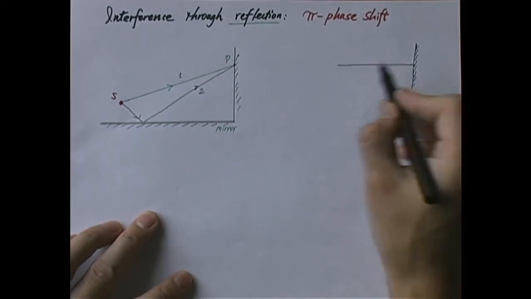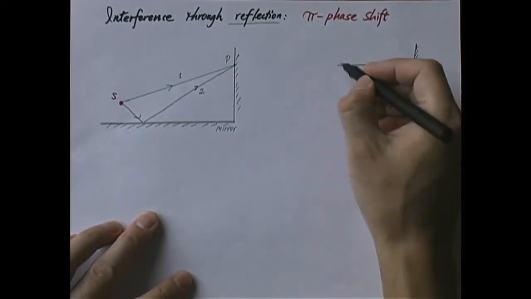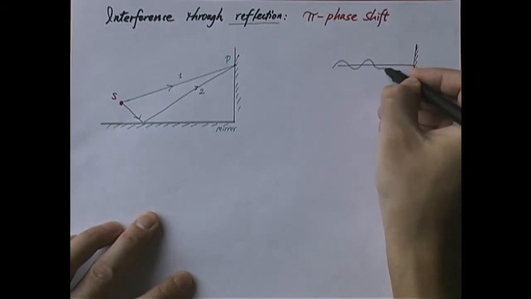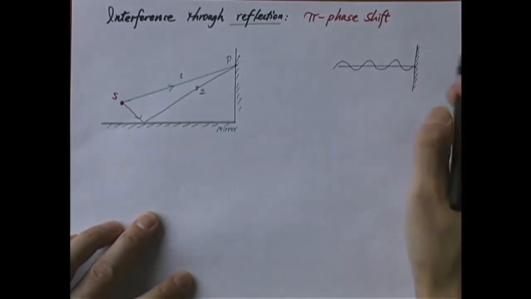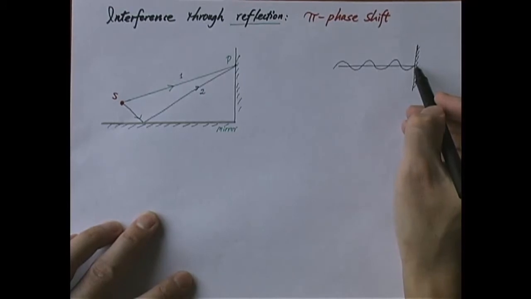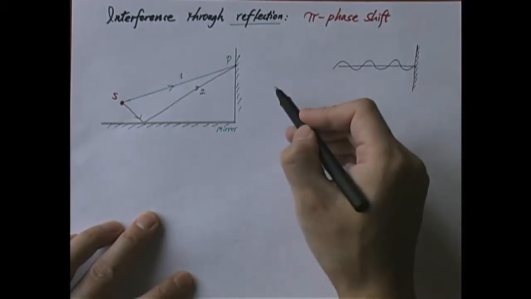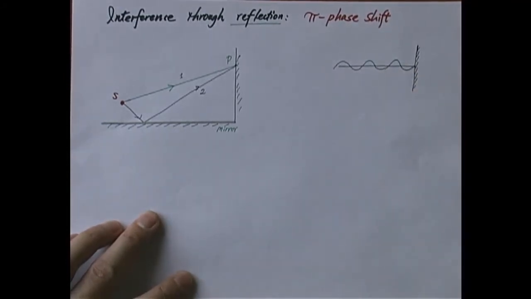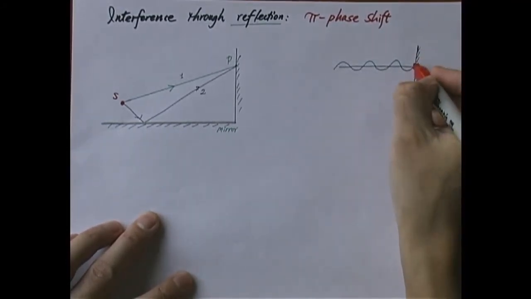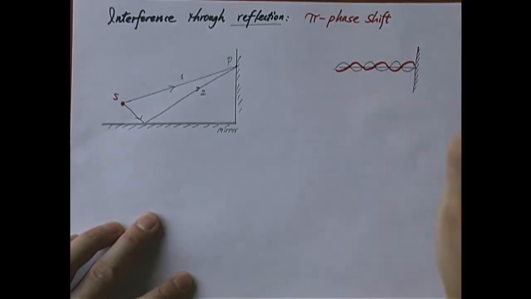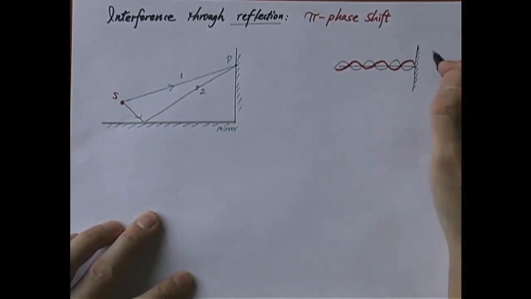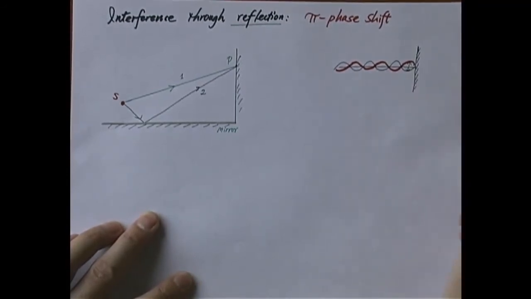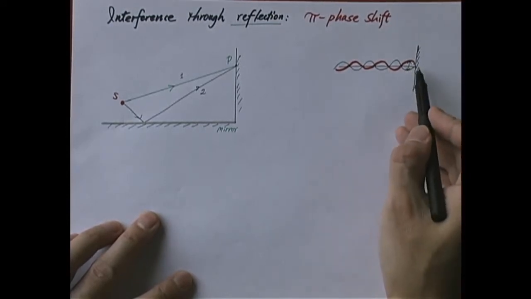For example, I have a rope attached to a wall. Now I send a wave down. This wave, when it hits this boundary, what happens? It bounces back, right? But when it bounces back, it doesn't bounce back like that. Rather, it bounces back like this, right? That's how you form a standing wave. So you see, upon reflection, the original wave was like this. Now the new wave is reversed. The oscillation is reversed. So here's a clear example of a pi phase shift.